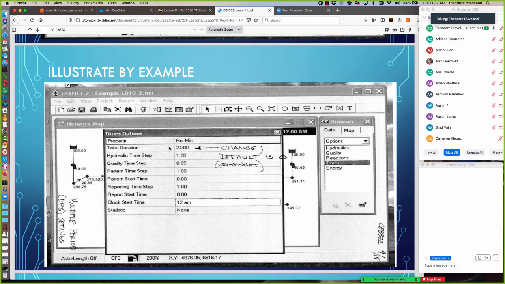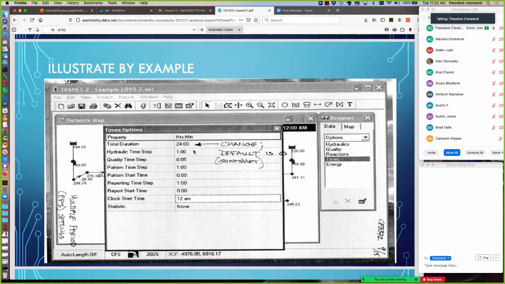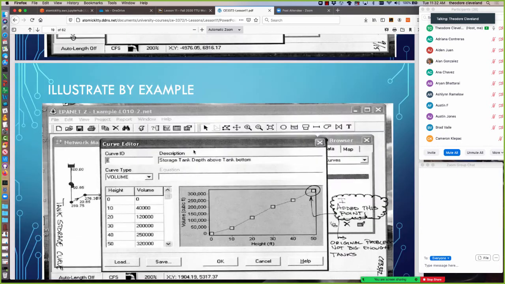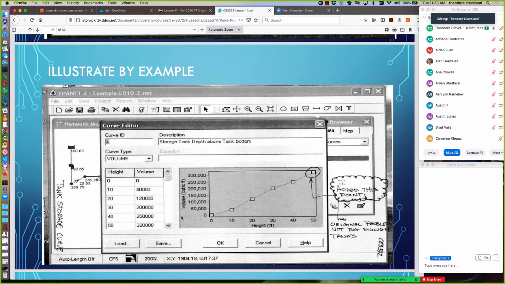The default total duration time is usually a 0, and that's a single period or a snapshot simulation. And we're going to want to change the duration of the simulation to something other than 0 to take advantage of the time varying simulation. And here's the storage tank.